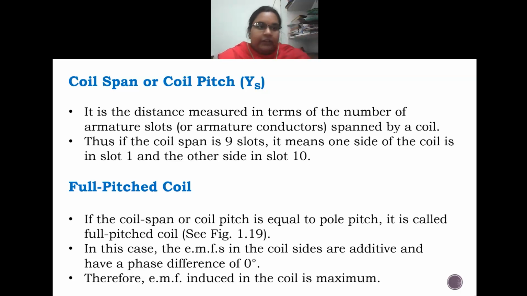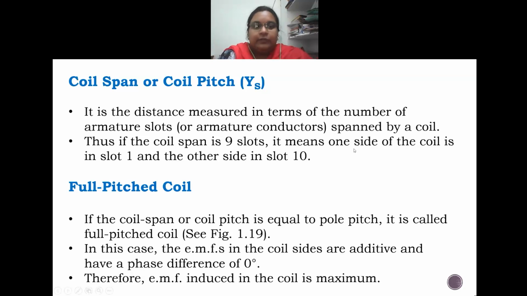Okay, for today's class we'll be discussing different definitions of different terminology that are being used in armature windings, and along with those terminology, we are going to see 2 different types of windings, two different styles in which the armature winding can be wound. So that is what we are going to see in today's class.